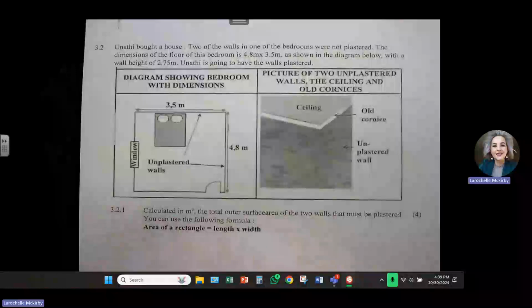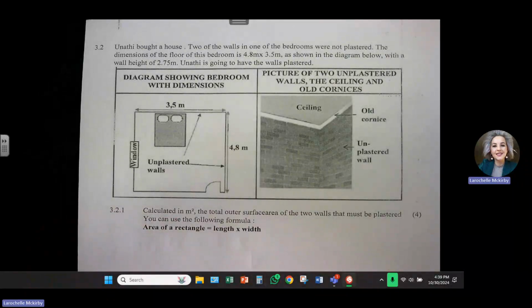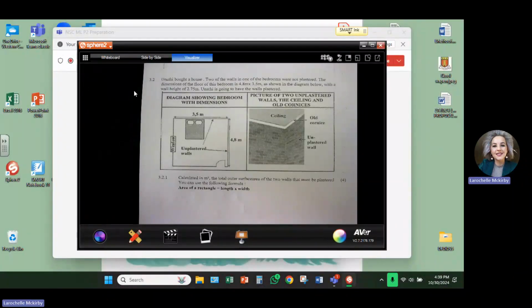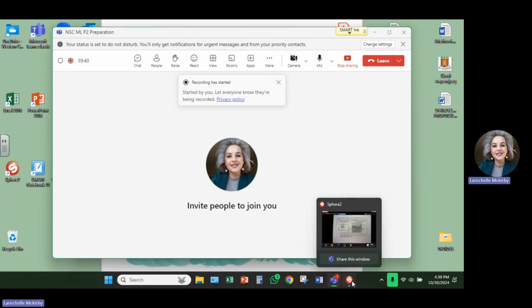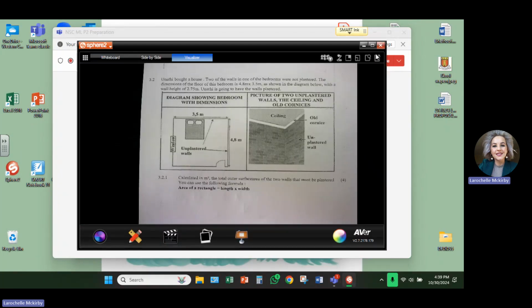Going to circumference and perimeter. And before we continue, let me just quickly have a look if this thing is still recording. Yes, we are now almost at an hour's time and we are basically halfway. Okay, so let's continue.